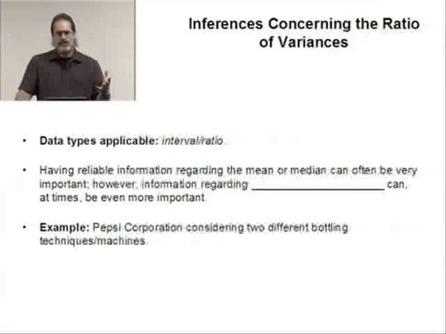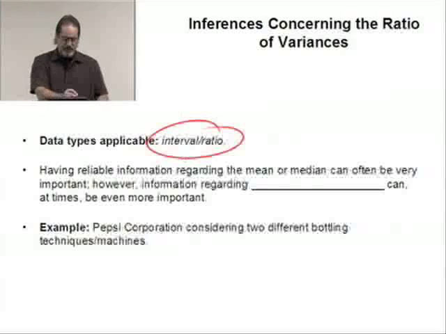That should have been obvious to you as soon as I said I'm going to look at the variances. Variances don't have any meaning for nominal or ordinal data. Distances have to have meaning before variability has meaning in terms of the variance. So, the data types applicable here will be interval and ratio data.